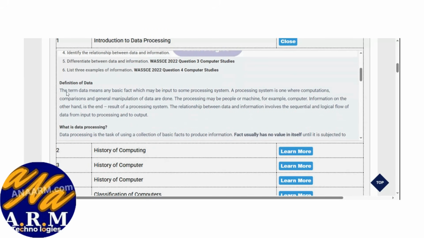Definition of data. The term data means any basic fact which may be input to some processing system. A processing system is one where computations, comparisons, and general manipulation of data are done. The processor may be people or machine, for example, computer. Information, on the other hand, is the end result of a processing system.